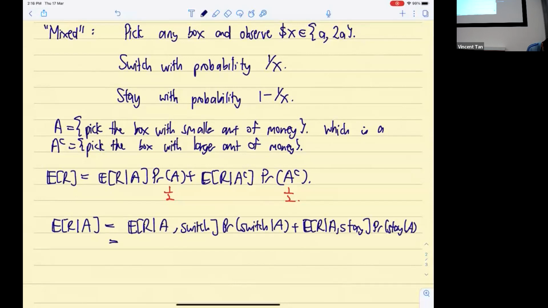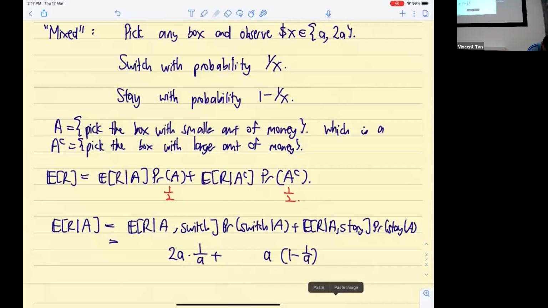But what is the rule? The rule is you switch with probability 1 over the amount of money you observe, which is A, because we are conditioning on the event that we pick the box with the smaller amount. So this one here is 1 over A. What is our reward if we do switch? Our reward is huge, 2A. What is the probability that we stay? We stay with probability 1 minus 1 over A, and if we stay, we earn A. Do you understand all these terms here?